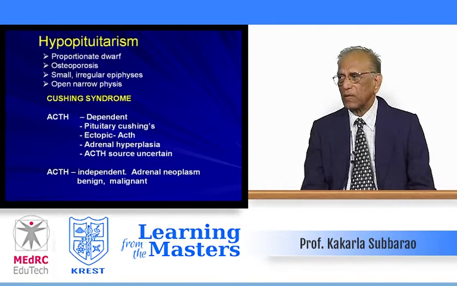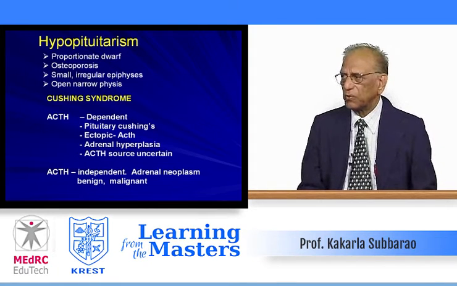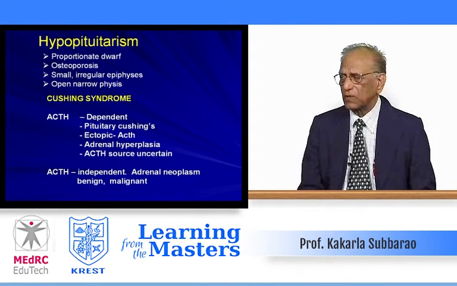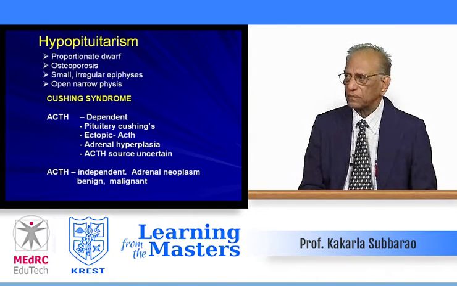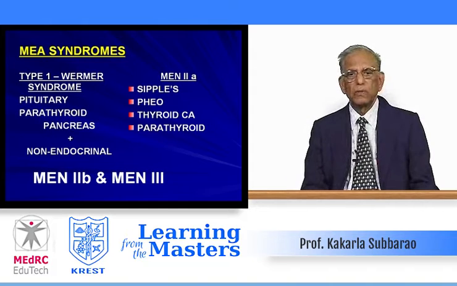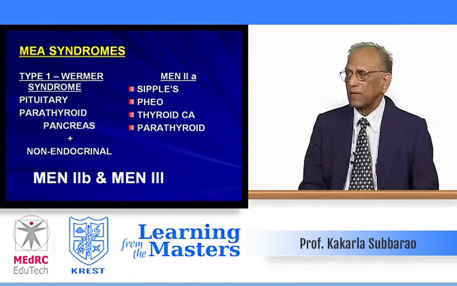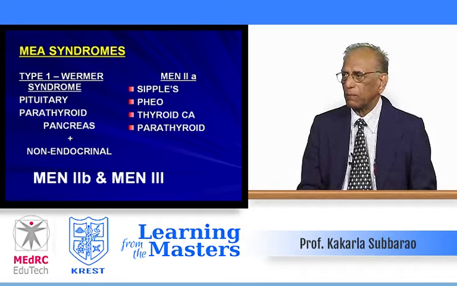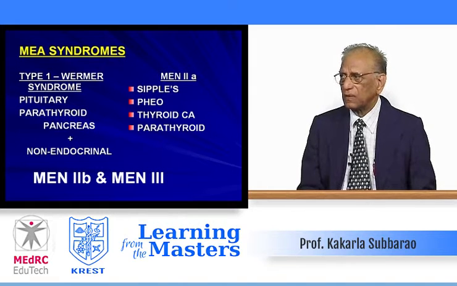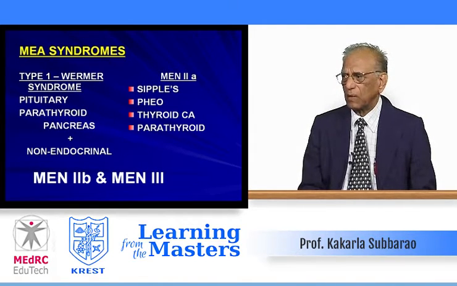Cushing syndrome, ACTH dependent: pituitary Cushing's, ectopic ACTH, adrenal hyperplasia, these are all ACTH, source uncertain. ACTH independent: adrenal neoplasm, either benign or malignant. Then multiple endocrine adenomatous syndromes. Type 1, so-called Wermer syndrome: pituitary, parathyroid, pancreas, and some non-endocrine changes are also noted. Then MEN2A, Sipple's: pheochromocytoma, thyroid carcinoma, and parathyroid involvement. MEN2B and MEN3 are also noted.